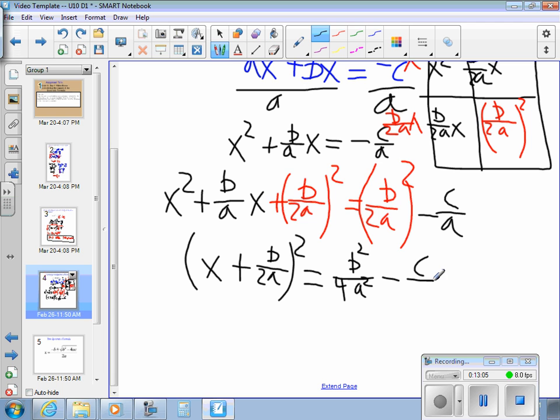minus c over a. Okay, we need a common denominator, and that common denominator is going to be 4a squared. To get that, I need to take this c over a, and I need to multiply it top and bottom by 4a. So let me do that. So on the bottom, I'm going to multiply by 4a, and I'm going to do the same to the top.